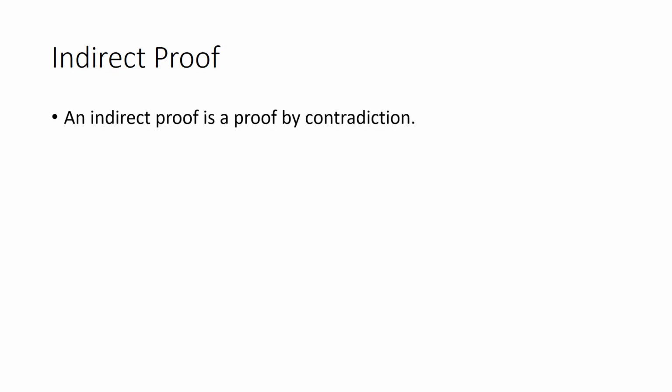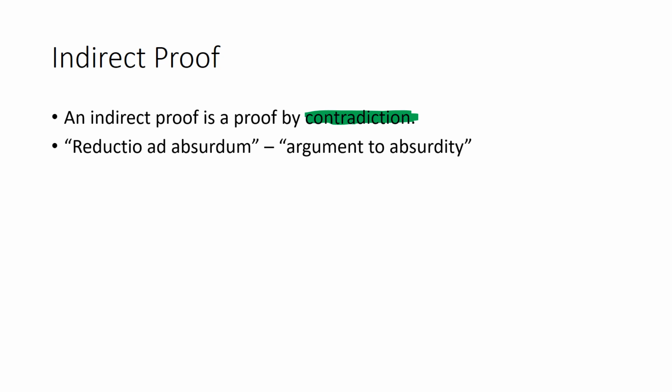An indirect proof is a proof by contradiction. We also call this a reductio ad absurdum, which means argument to absurdity. What's absurd is deriving a contradiction in the form P and not P. P is the case, and simultaneously, P is not the case. It's a contradiction, that's absurd.